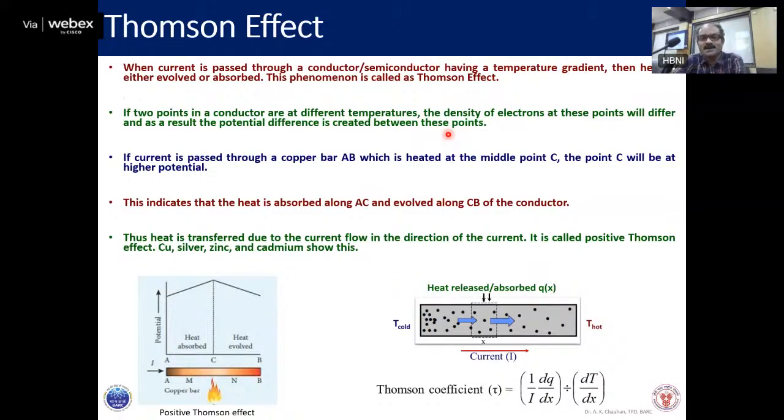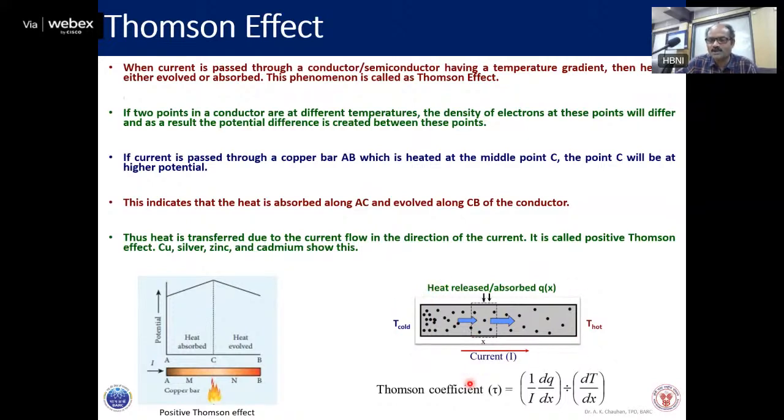So suppose you have this metal where one part is hot. Initially there was equal electron density, so an equal number of electrons per cubic centimeter. Then if the temperature is increased, the electrons move from this side to this side. So now on this side you have more electrons, and on this side you have fewer electrons. So you will have an EMF across these.